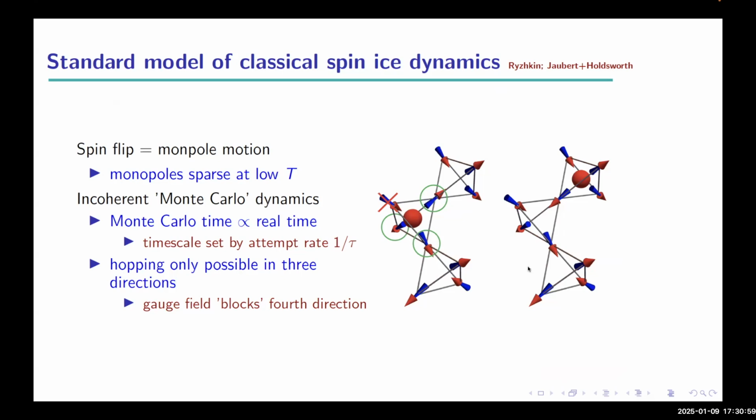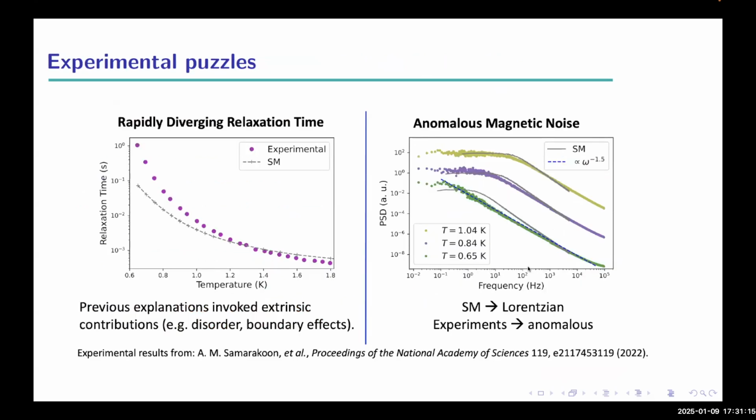And what you see is that a monopole can basically hop in 3 directions, because the 4th direction would involve a hop which leaves you with a doubly charged monopole here, 4 spins pointing out. That's extremely costly at low temperatures, and therefore we suppress it. Okay, so this was already proposed 15 years ago, and it's actually been moderately successful. So if you look at the relaxation time in spin ice as extracted from AC susceptibility measurements, it's faster than exponential rise at low temperatures. It's actually reproduced, not perfectly, but you get an exponential rise out of this.